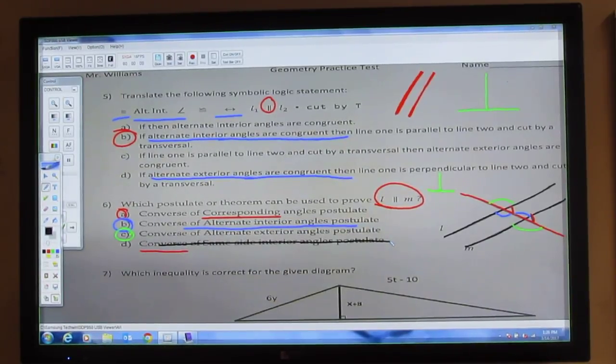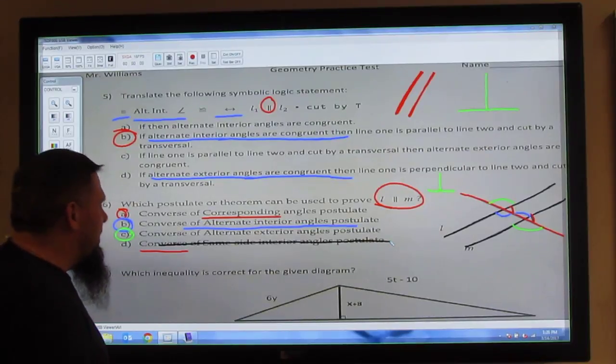So in this case, there are 3 answers that are correct. That's what I'm kind of doing with this test. Sometimes there's none correct. Sometimes there's 1. Sometimes there's 3. Sometimes there's 2. Sometimes all 4 of them. Number 7. This looks so difficult. 7 looks so difficult, and it's really not.